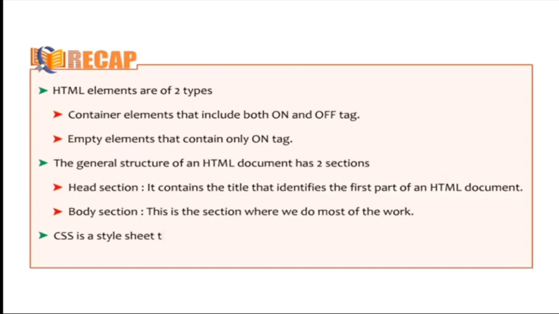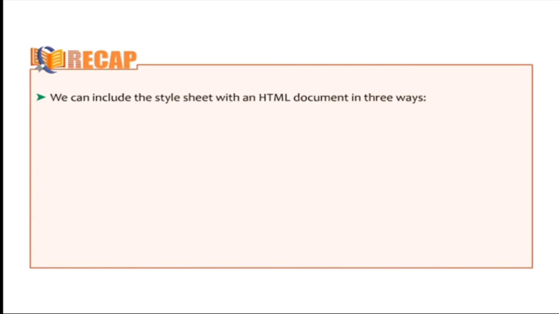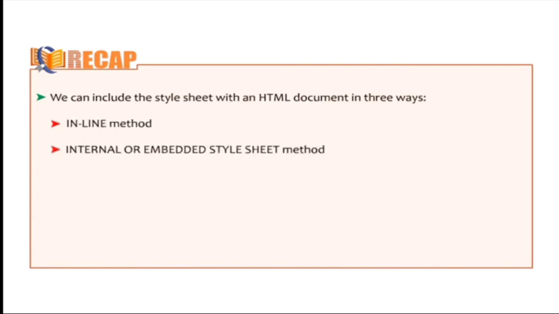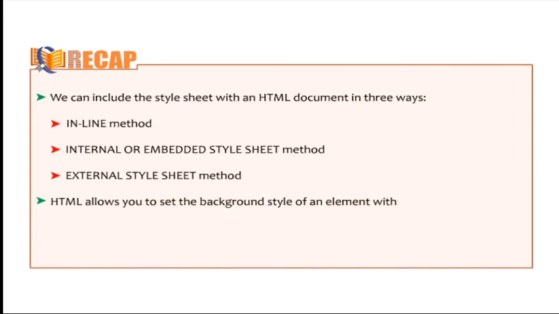CSS is the style sheet that provides a set of style rules for defining the layout of HTML documents. We can include the style sheet with an HTML document in three ways: inline method, internal or embedded style sheet method, external style sheet method. HTML allows you to set the background style of an element with background properties.